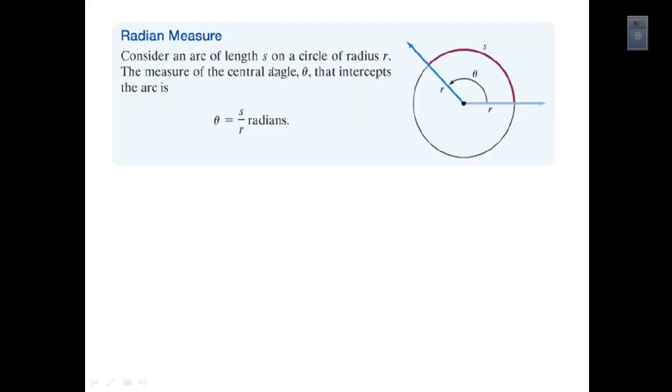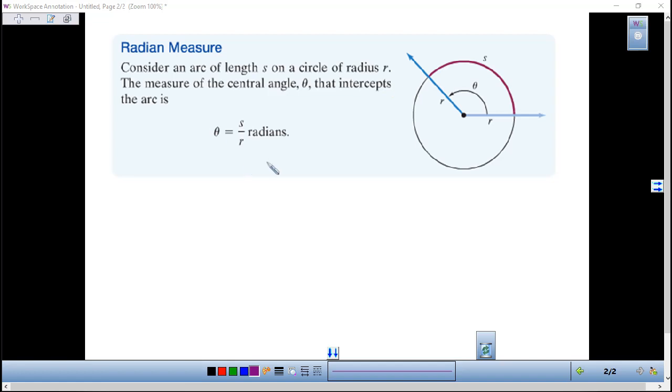Now consider an arc length S on a circle of radius R. The measure of the central angle theta that intercepts the arc length is theta equals S over R radians, where S is the arc length, R is the radius, and theta is the central angle.